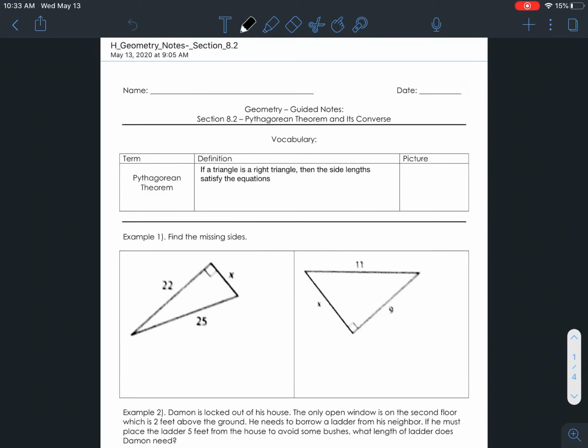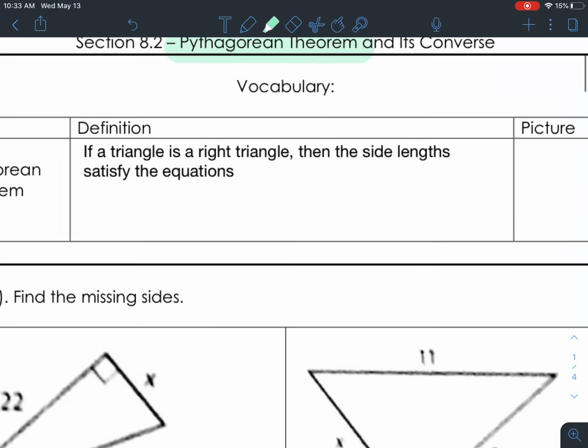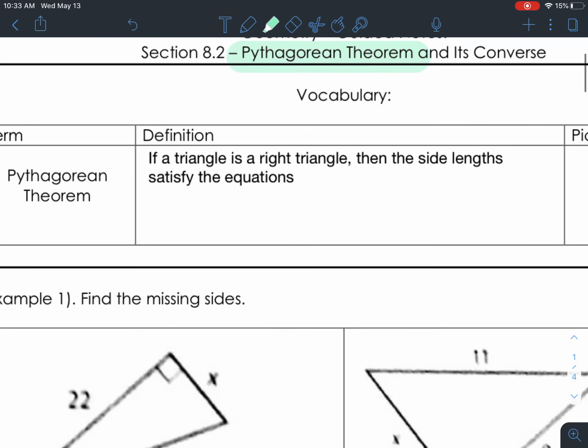Okay, so we have a really quick lesson here, and it's based off of the Pythagorean theorem. This first half is going to be pretty simple. But let's actually get the definition of the Pythagorean theorem.